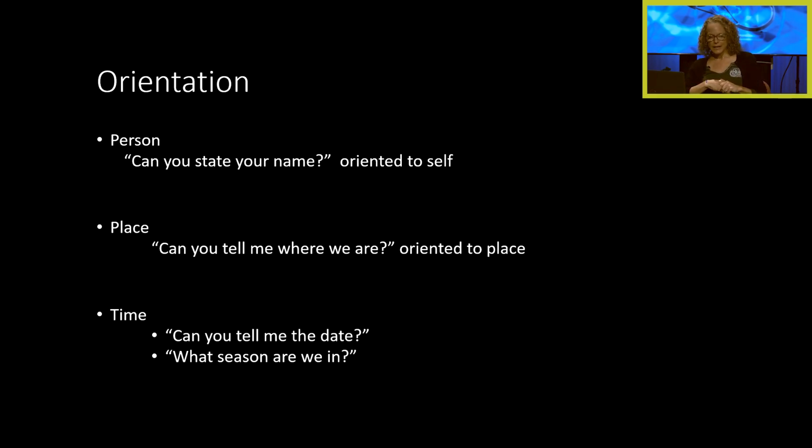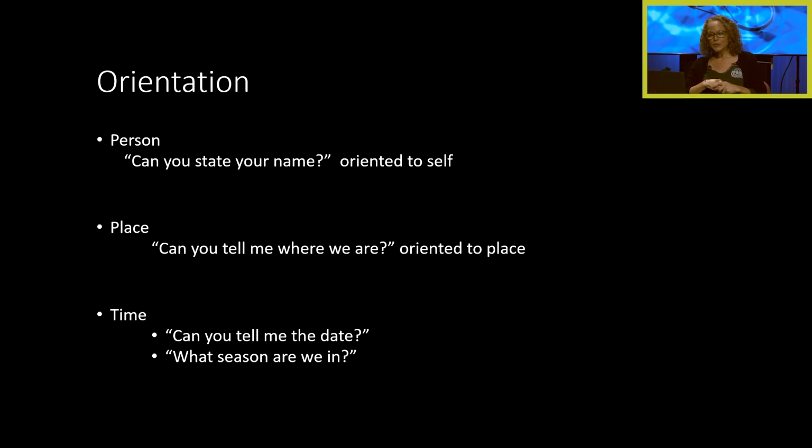The next question is, can you tell me where we are? We want to know if they're oriented to place, meaning they could say, I'm in the hospital, I'm at the villas, wherever the location would be, and are they correct? If they tell you that they're on their uncle's farm, then maybe they're a little confused. Sometimes people can be oriented to self, meaning that they will know their name, but they may not be oriented to place, so they might be confused about where they are.